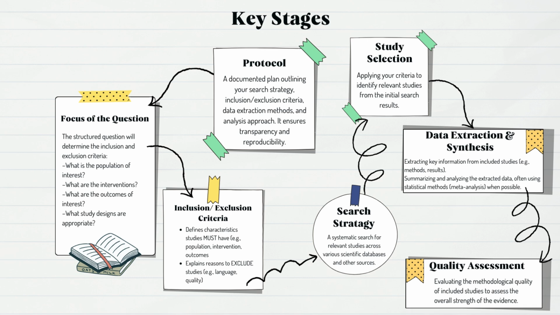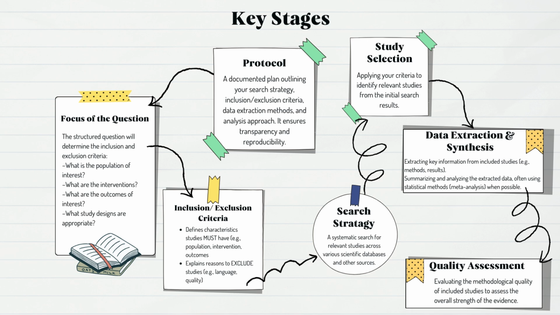The protocol will cover all the key stages of a systematic review. We start with a clear, focused question. For example, what are the treatments to treat early psychosis? We then develop an inclusion exclusion criteria that details which studies can be included and which studies would be excluded to ensure the review focuses on the most relevant research.